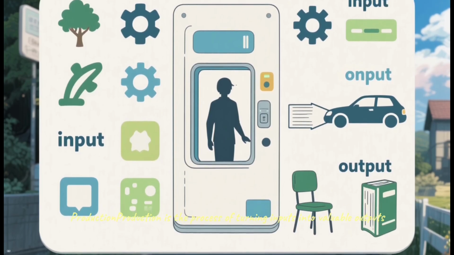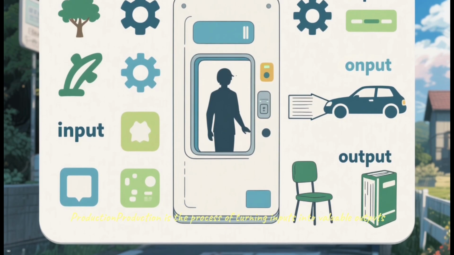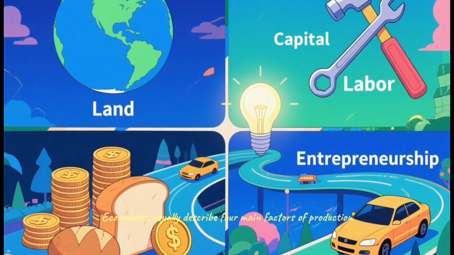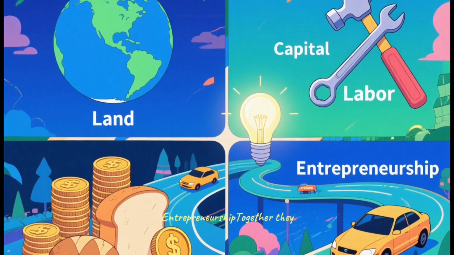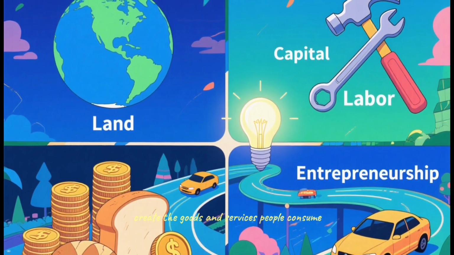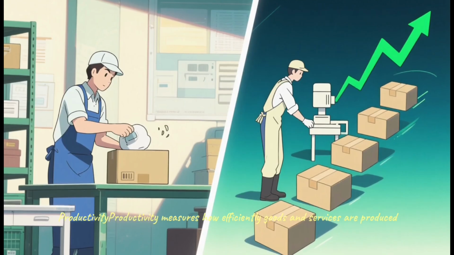Production is the process of turning inputs into valuable outputs. Economists usually describe four main factors of production: land, labor, capital, and entrepreneurship. They create the goods and services people consume.